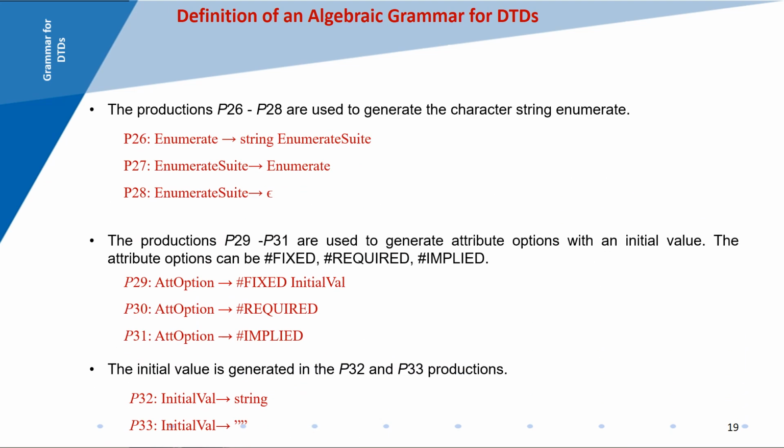The productions P26 to P28 generate the character string enumerate. The productions P29 to P31 generate the attribute options that can be #FIXED, #REQUIRED, #IMPLIED. The productions P32 and P33 generate the initial value for attribute options.